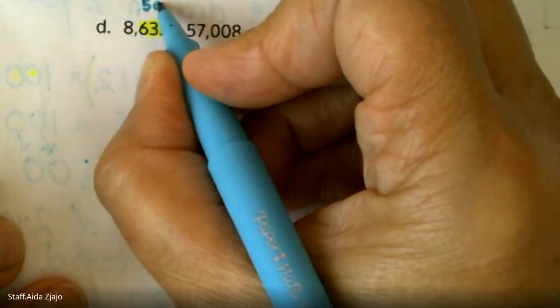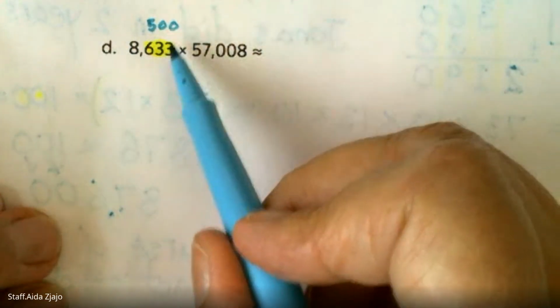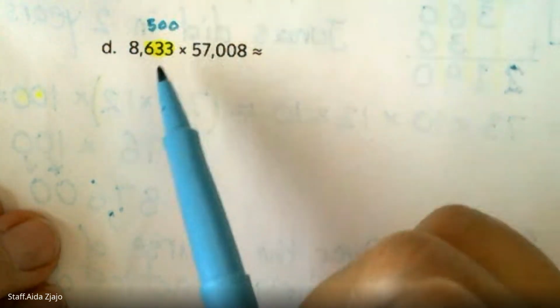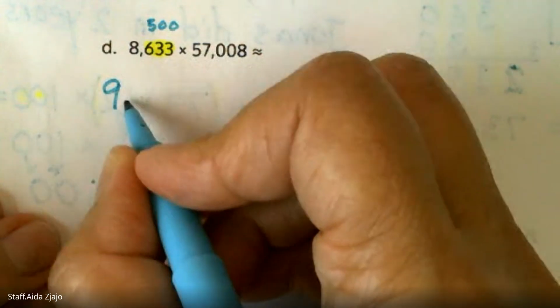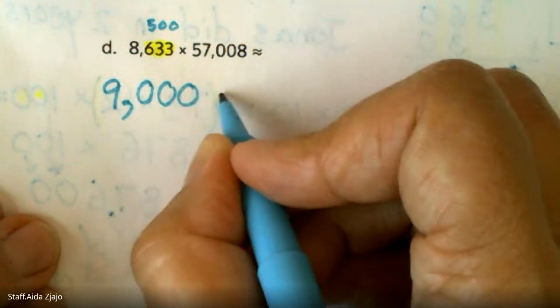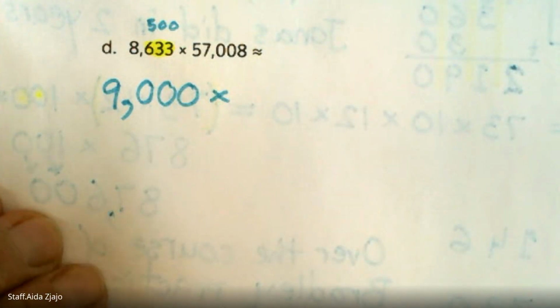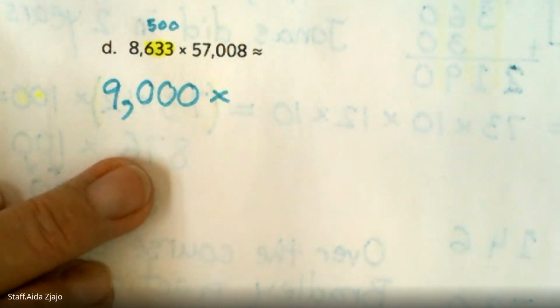This one is 8,633. Okay, so if I want to have 1,000, I need at least a 500, and I do have 633. I like to put that up on the top so you know this is greater than 500, so I can pretend that I have one more thousand. So my first number is going to be rounded to 9,000. If you have $8,633, you can say to your friend, at my bank, I have about $9,000.